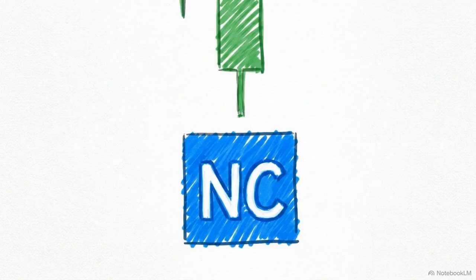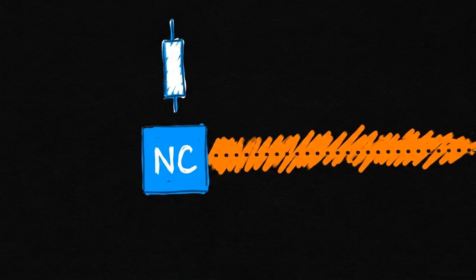Your true entry signal is the appearance of the blue NC label, which identifies a propulsion block. Accompanying this NC label is a dotted orange line. This is your critical trigger level.